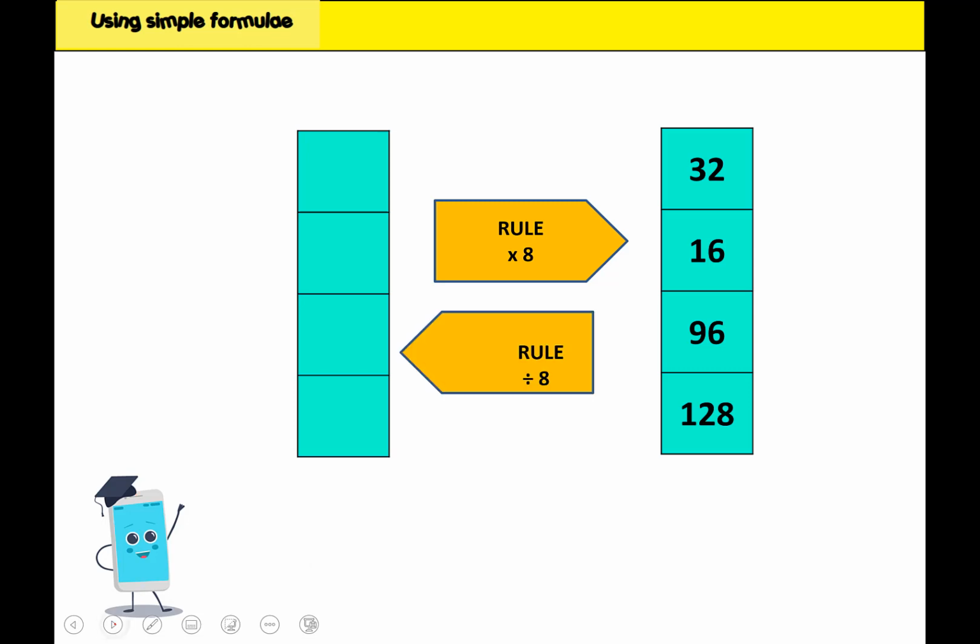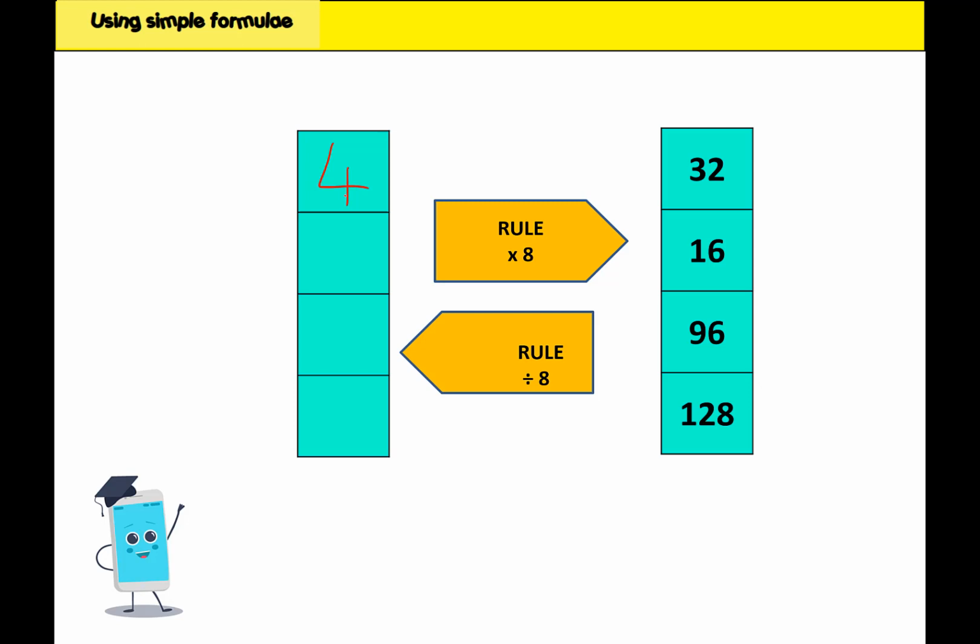So what we're going to do is take each number and divide it by 8, and that will tell us what the starting number was. So let's start with 32. If we divide 32 by 8, we get 4. We just check: 4 times 8 is 32. 32 divided by 8 is 4.